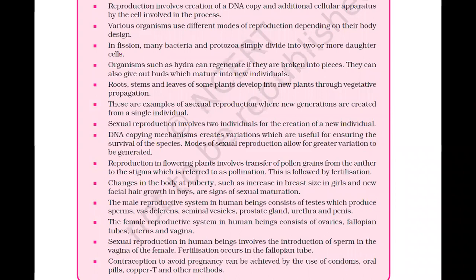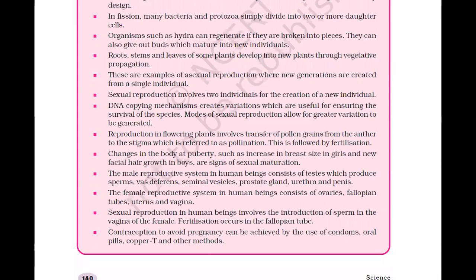Organisms such as Hydra can regenerate if they are broken into pieces. They can also give out buds which mature into new individuals. Roots, stems, and leaves of some plants develop into new plants through vegetative propagation. These are examples of asexual reproduction where new generations are created from a single individual.